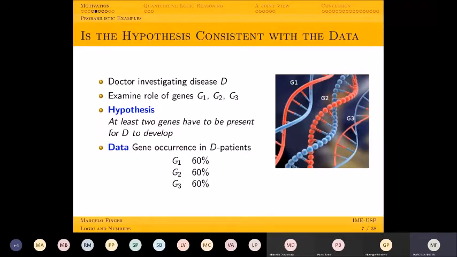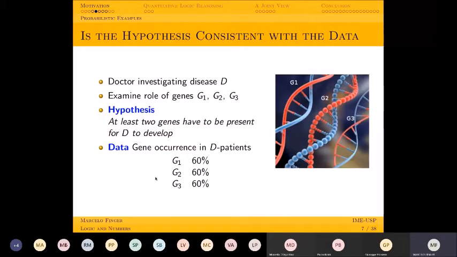So here you can see, well, if at least two of them must be present, at least one gene must be active two-thirds of the time, and since none of them is active two-thirds of the time, this is false. This is kind of an informal reason. We need to show that the hypothesis is actually inconsistent with the data. So how do we do that?